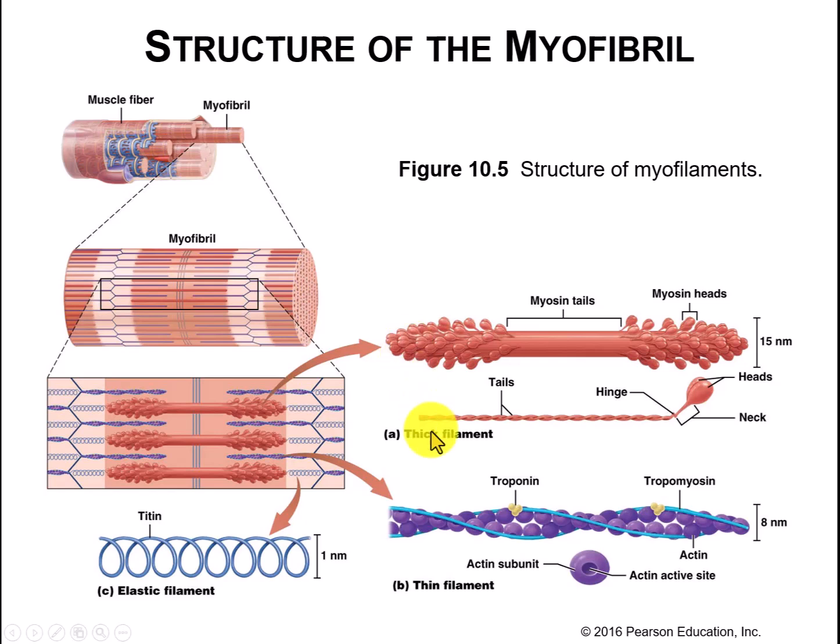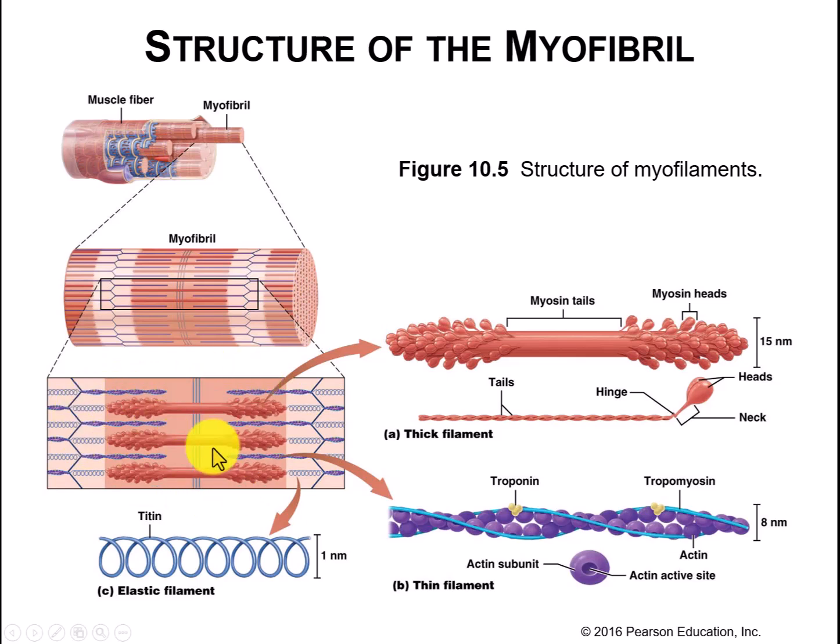We have our thick filament, which is made up of our myosin. The myosin itself is made up of a tail region, a hinge region, and a head region. The place between the hinge and the head is the neck. We have a thin filament that is made up of the contractile protein actin. This is the actin subunit, and on the actin subunit you see this actin active site. The actin active site is where the myosin heads are going to bind.